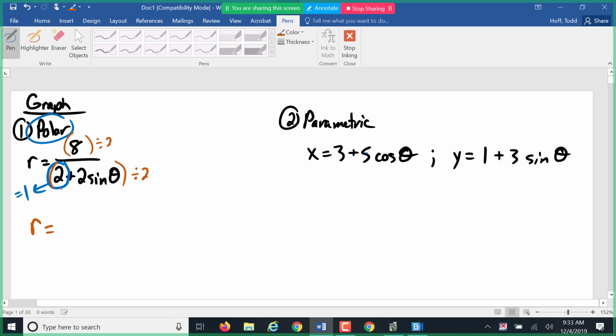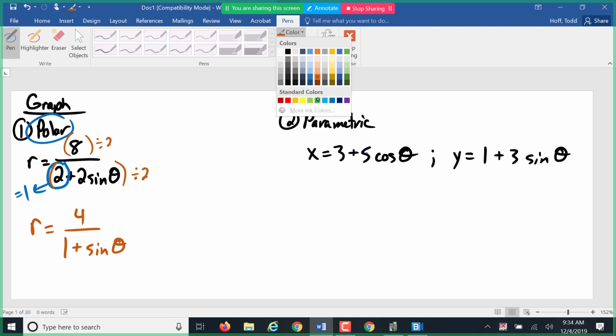So r equals, on top, 8 just becomes a 4. 8 divided by 2 is 4. On bottom, we have two different terms to divide. So 2 divided by 2 is 1, plus 2 sine theta divided by 2 is just sine theta.